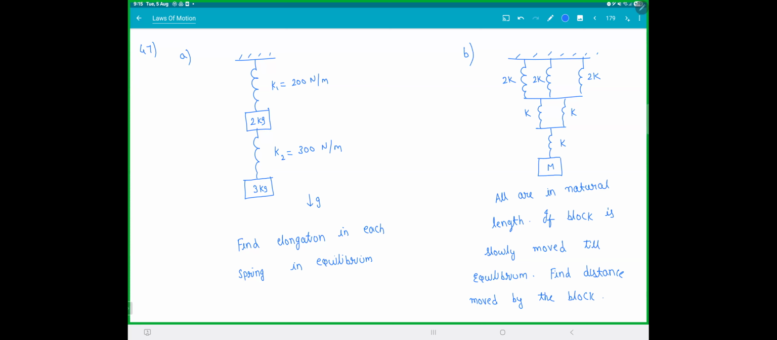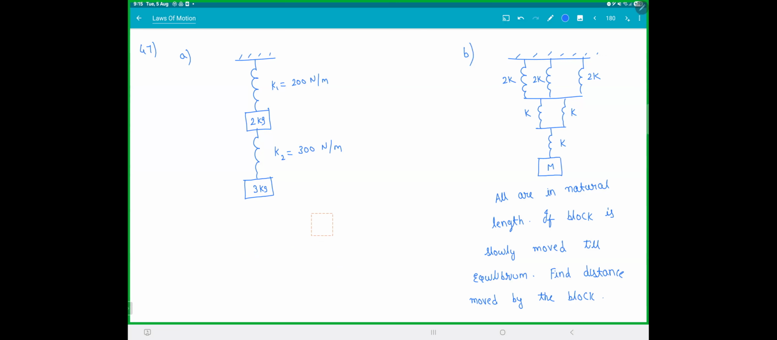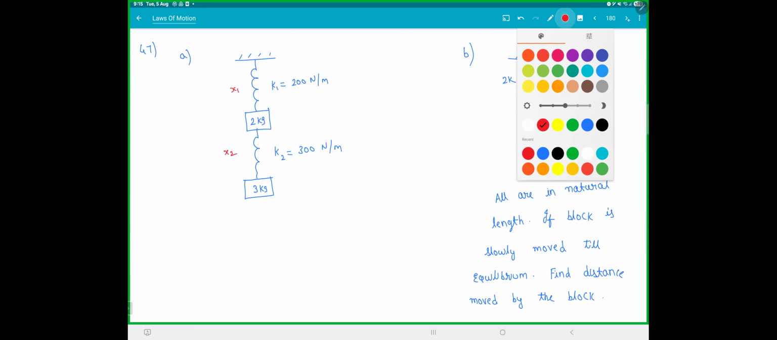You can take g as 10 for convenience. So how to do the first one? Free body diagram. Let this elongation be X1. Let this elongation be X2. I will take the 3 kg block.